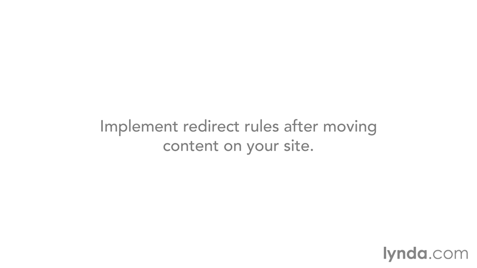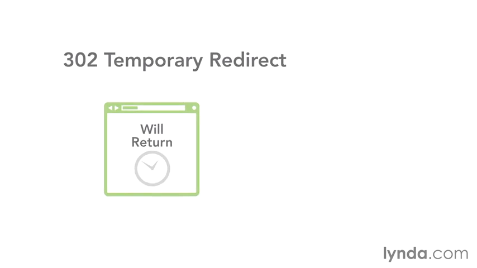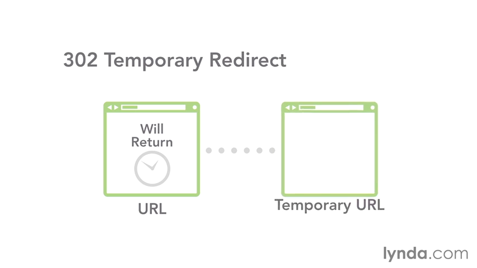The first is known as a 302 or temporary redirect. This should only be used for short-term content moves, like when you want to show an alternate page while your site is down for maintenance. It tells the search engine that the page it's looking for isn't there right now, but it will be back very shortly, so please don't do anything to your index.